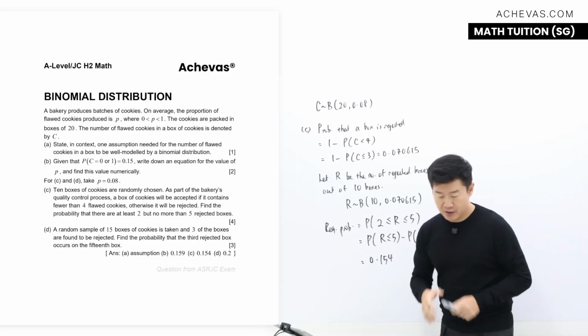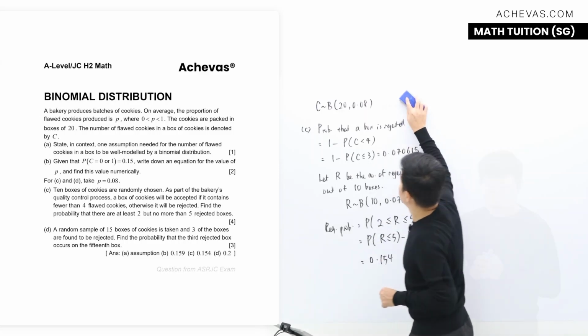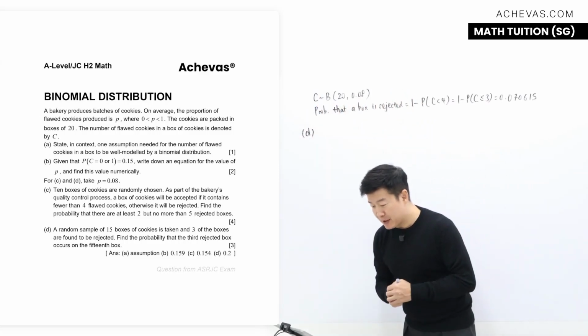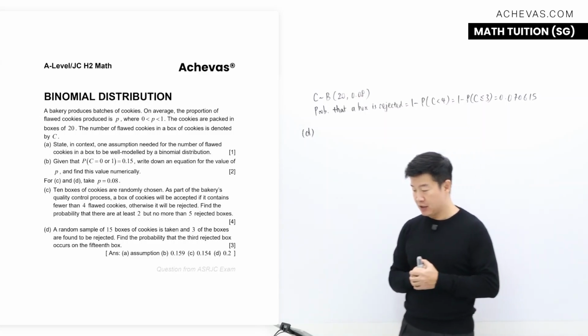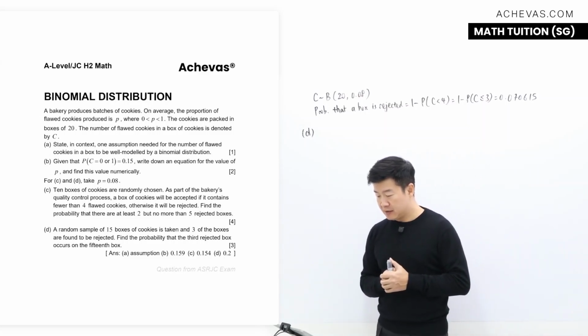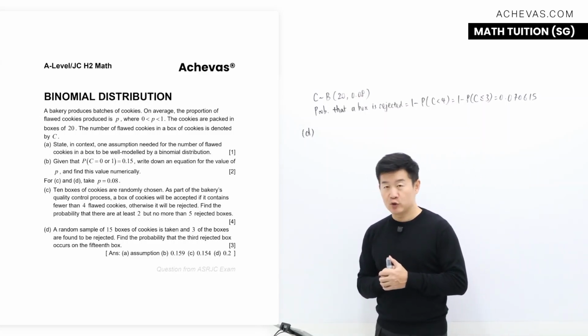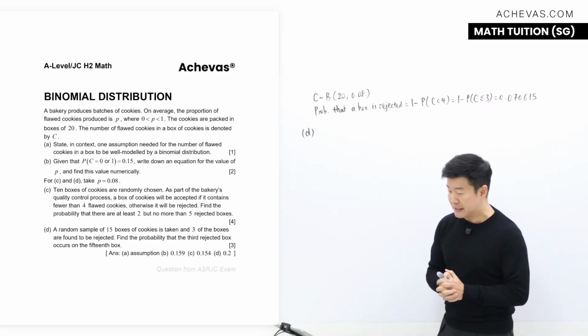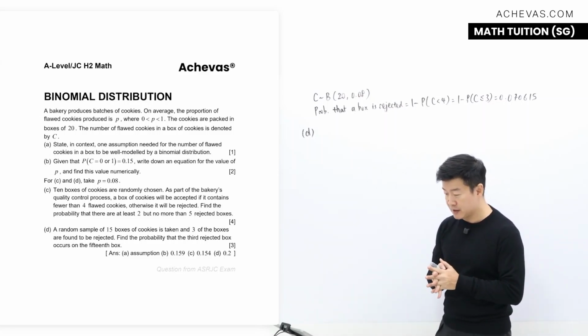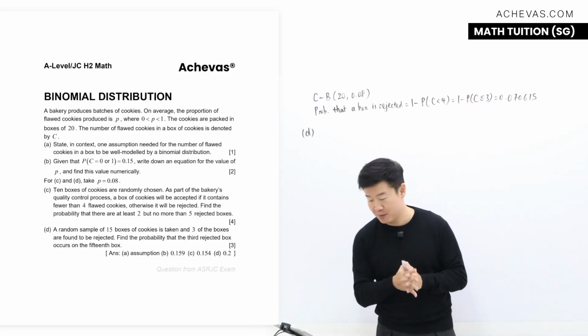Let's look at the last part of this question. For the last part, we have a random sample of 15 boxes of cookies this time, and 3 of the boxes were found to be rejected. Based on this, we want to find the probability that the third rejected box occurs on the 15th box.